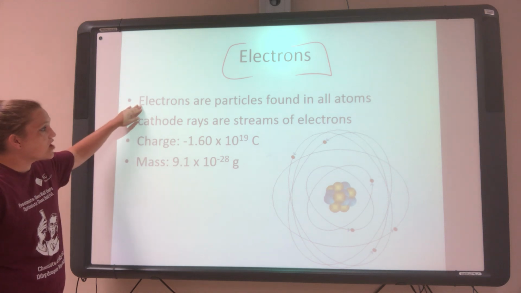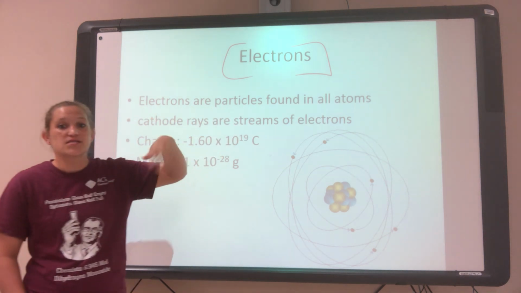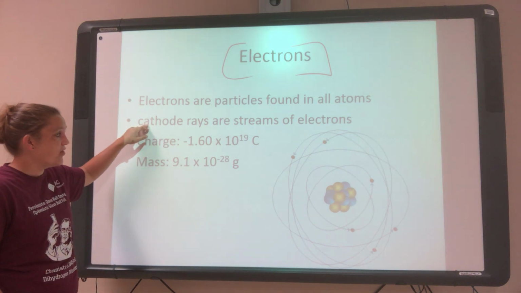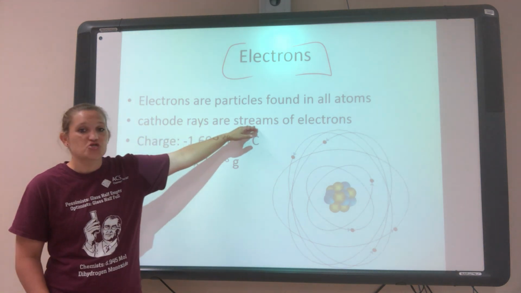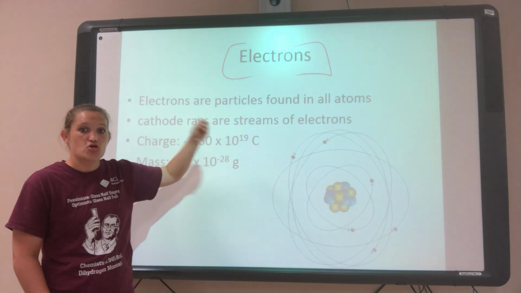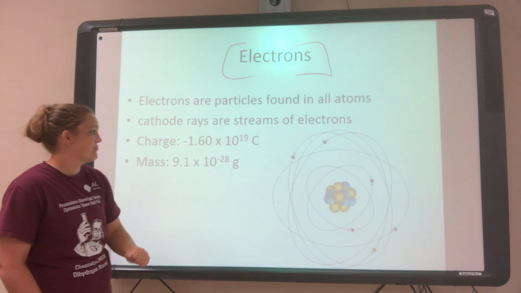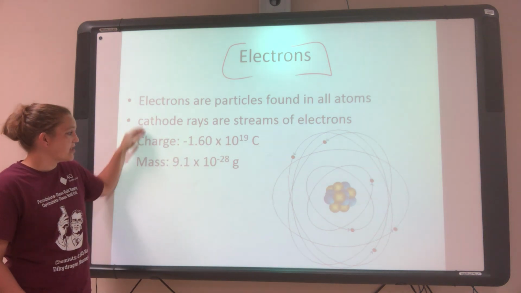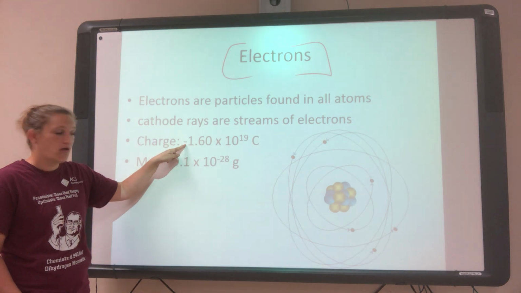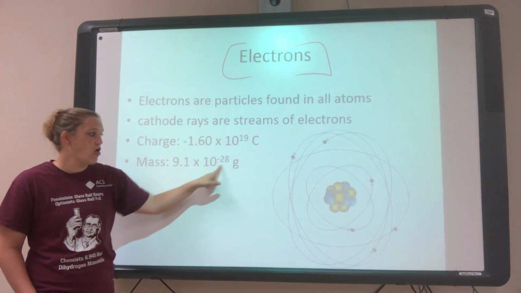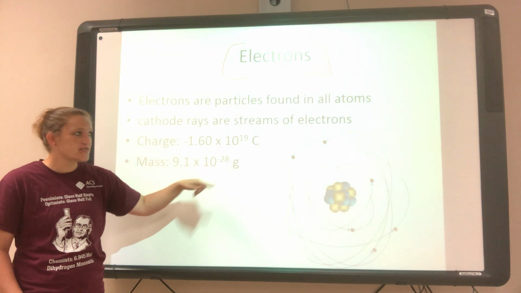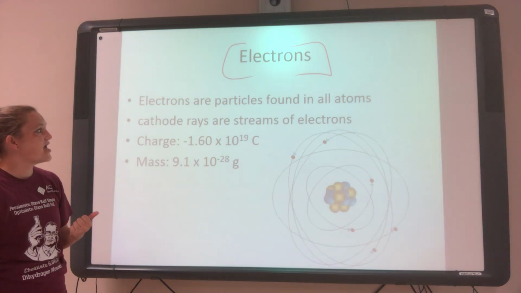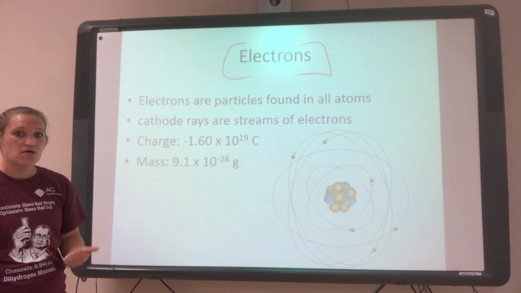So electrons are the particles found in all atoms. Subatomic, it's within the atom. Okay? My cathode ray was just a stream of electrons. It wasn't just light, it was charged matter, and it was just a bunch of electrons. The charge, you don't have to know this exact number. All you need to know is that electrons are negatively charged. Okay? And they have a really small mass. And we're going to compare this to the other 2 subatomic particles. But all you need to know right now is that the electrons are found in all atoms, they're negative, and they're really, really small.